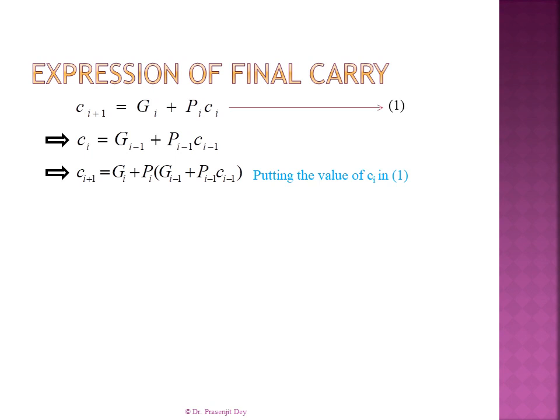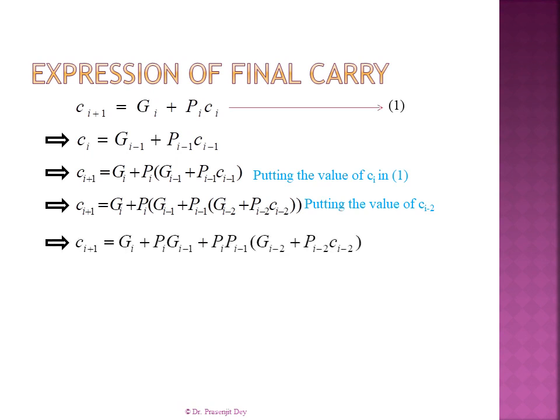Now in a similar fashion, if we want to replace Ci minus 1 with the corresponding representation with respect to G and P, then we will get the expression like this. Here we have replaced Ci minus 1 with the value Gi minus 2 plus Pi minus 2 dot Ci minus 2. Now if we simplify the expression, it will look like this. Here we have multiplied Pi with all its components. Similarly, if we again simplify the expression, it will look like this. Now here, this is an expression of the final carry Ci plus 1 with respect to carry Ci minus 2.